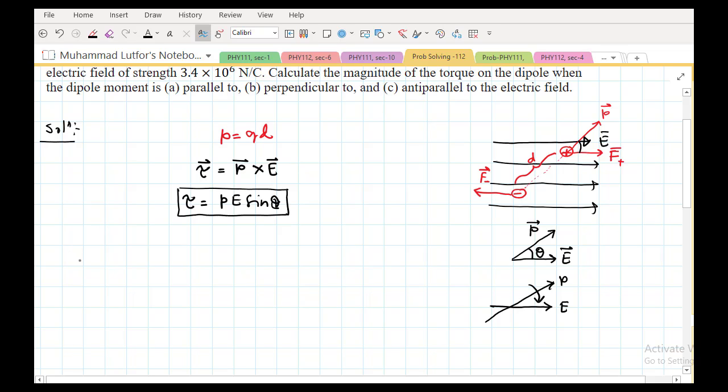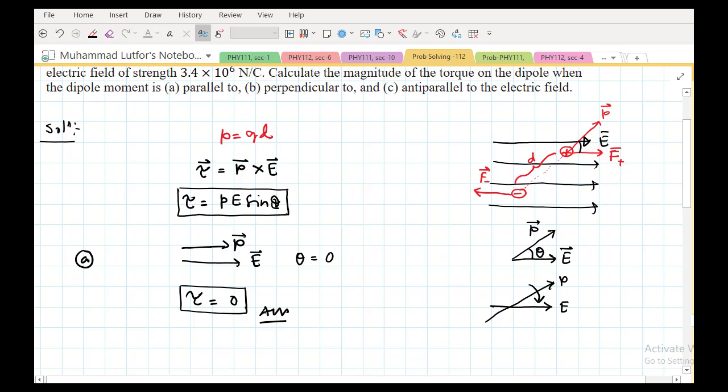Fine. In the first case, when the electric dipole, this is the P, is parallel to the electric field line, that means these two vectors are parallel. In that case, we can say that theta is basically 0. So we can find the torque: sin theta is 0, so your torque would also be 0. So this is answer number 1.